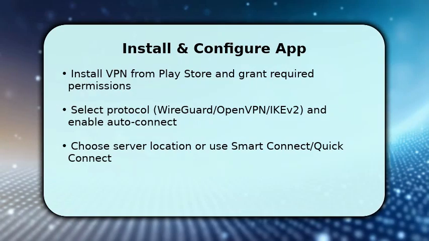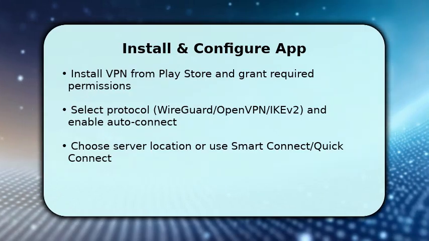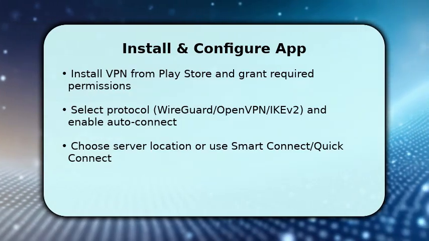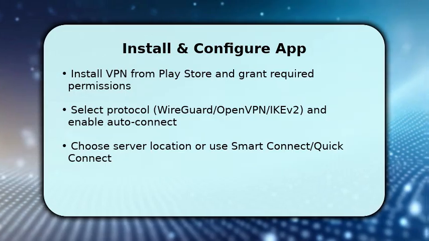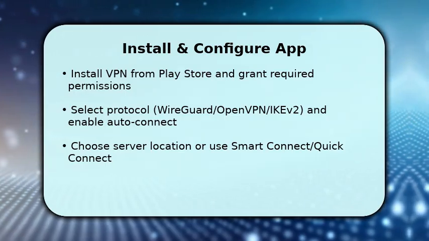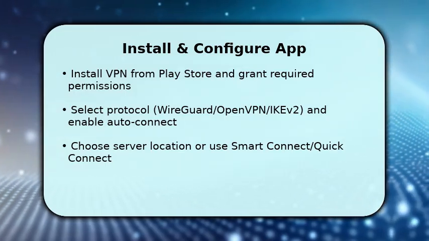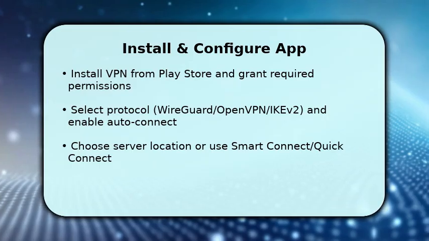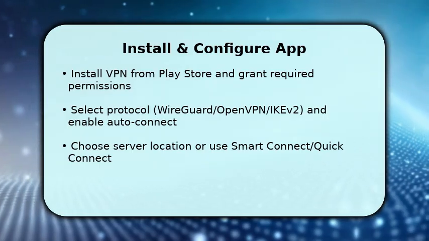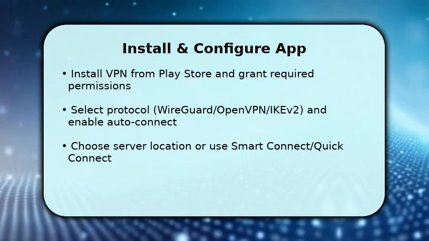You install the VPN app and immediately grant only the permissions it needs. This keeps access minimal while allowing the VPN to create a secure tunnel. Then, choose a protocol, WireGuard or IKEv2 for speed, OpenVPN for compatibility, because protocol choice affects latency and battery.